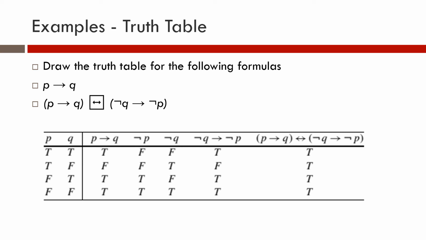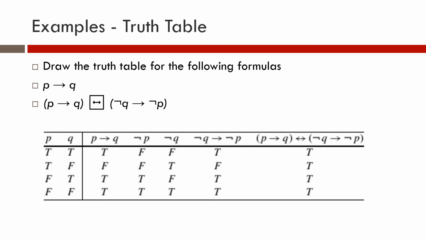Under each interpretation, we find the value of the formula P implies Q equivalent to negation Q implies negation P. Here we have sub formulas, so we have included one column for each of the sub formulas. P implies Q is a sub formula. The value of P implies Q will be false only when P is true and Q is false. In all other cases, the value is true.